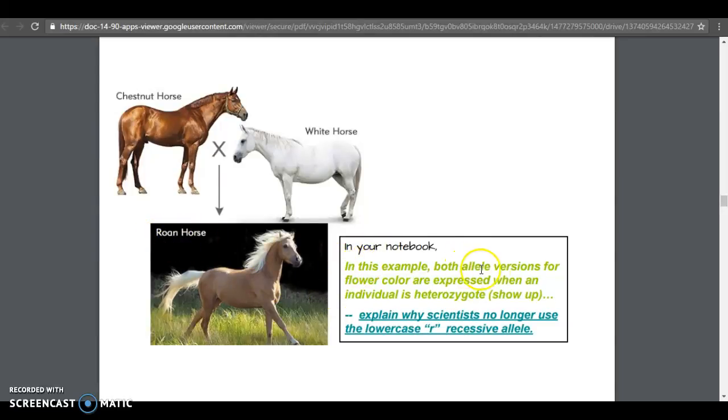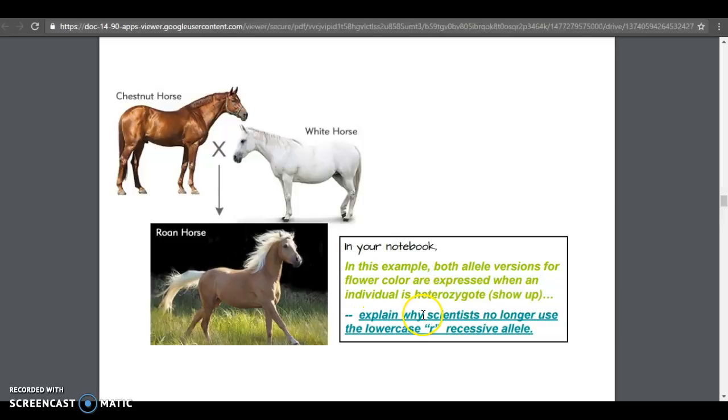Looks like it says, in this example, both allele versions for, well, it says flower, but it'd be horsehair color. So ignore the flower, it should say horsehair color, are expressed. So white and brown are expressed, and so on this horse there are individual white hairs and individual brown hairs. But when you look from a distance, it looks like this perfectly blended color. But really, on this horse, you have two different hair colors sprouting. It's the white hairs and the brown evenly mixed to make this lighter brown color called roan.